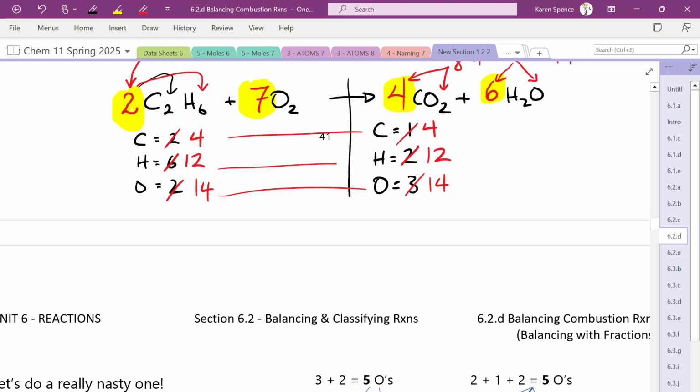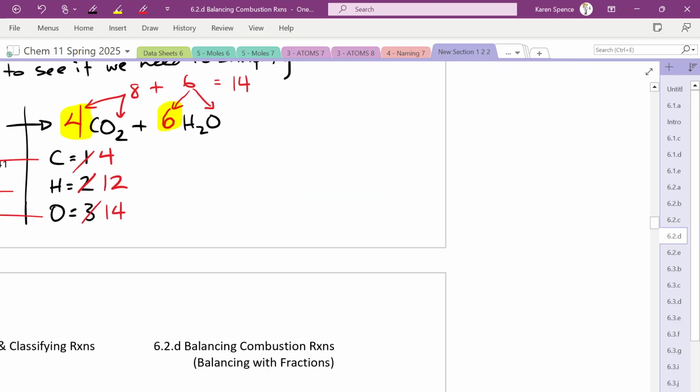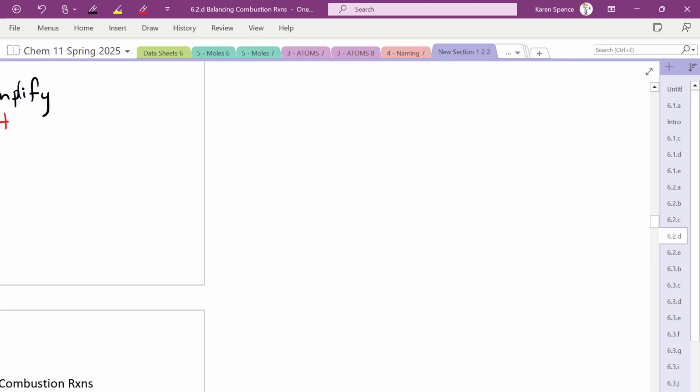Anyway, we're going to try one more. You might want your own paper for this one. Okay, we are going to do C5H12 plus O2 gives, what are the products of any combustion reaction?